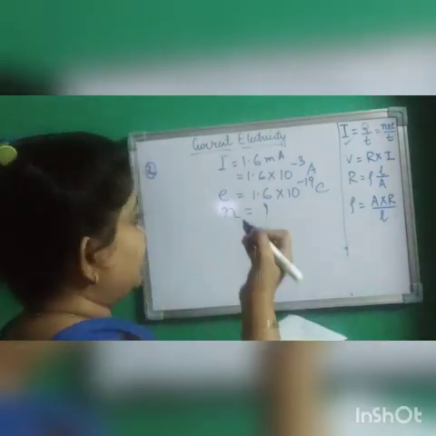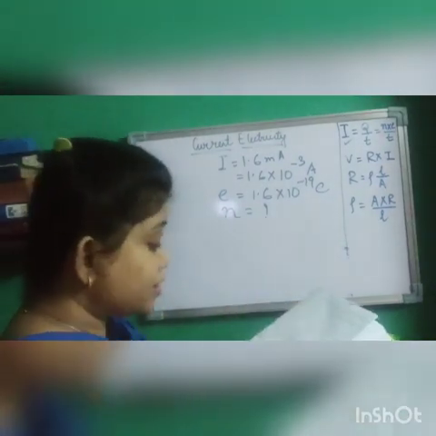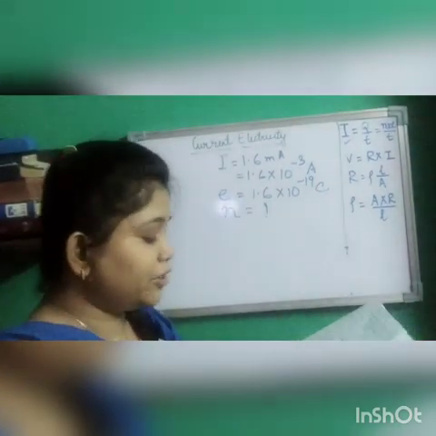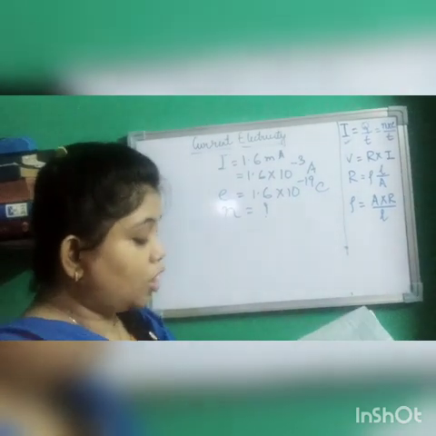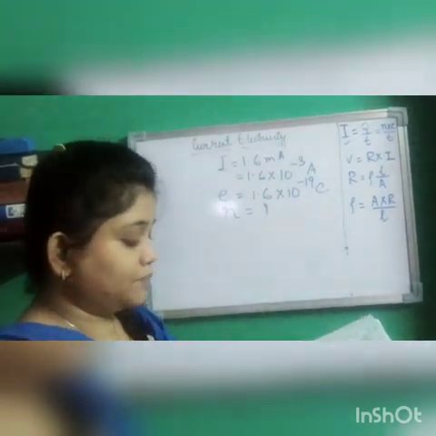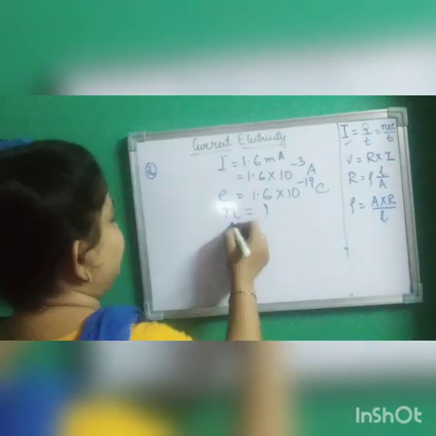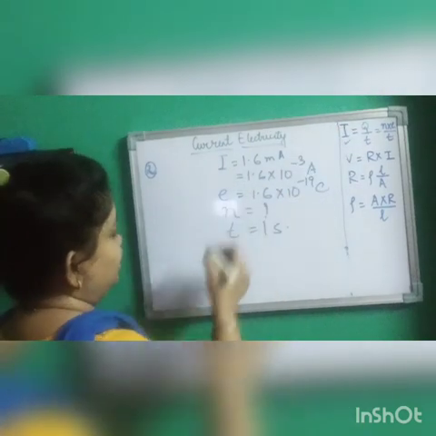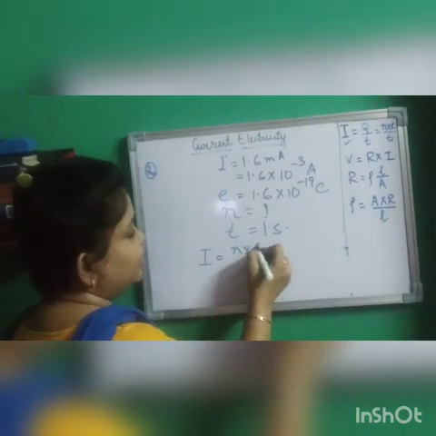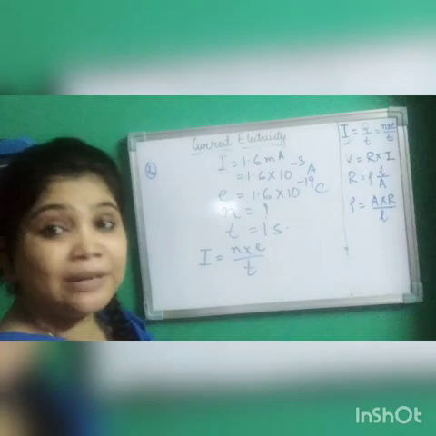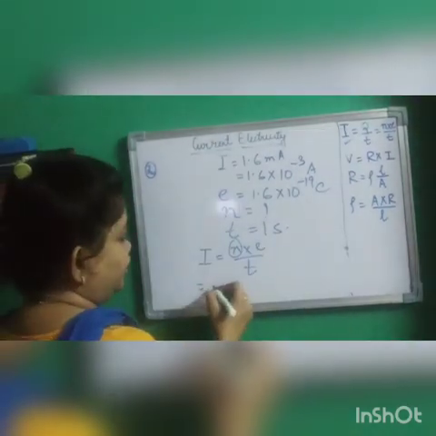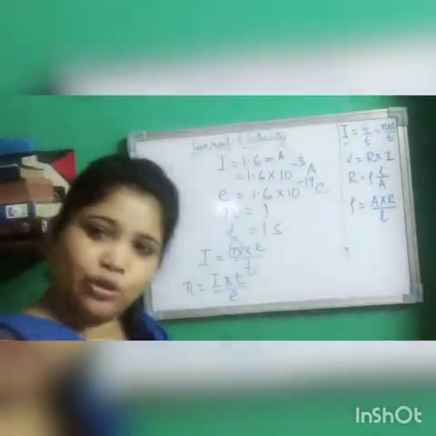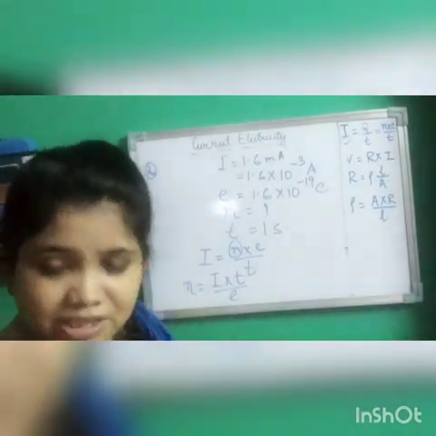Now what is current you have? e, n. Now let us see what is the time given, because we need the time to apply this formula. It is given, find the number of electrons that will pass through the cross section of the conductor. That means here time is given as 1 second. Per second means 1 second. So now you know I is equal to n into e by t. So what will n be equal to? To find out n, it will be n is equal to I into t by e. Current into time by the charge on the electron.